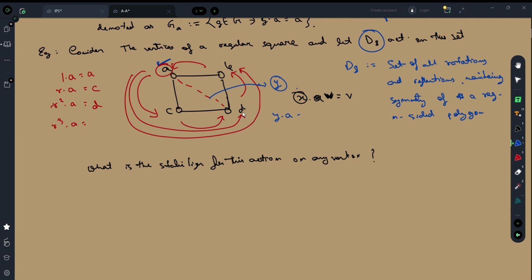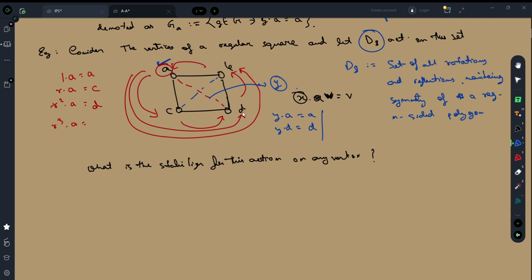Y acting upon A will fix A, because A won't lose its position when a symmetry is observed about this line of symmetry. Similarly, Y dot D will be D. If you consider now this line of symmetry, then the element which represents this line of symmetry, if acted on B and C, will fix B and C, right?